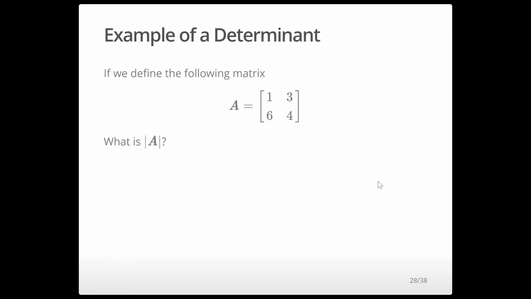So if we define the following matrix, what is the determinant here of A? Remember, it's A11 times A22 minus A12 times A21. So that's 1 times 4 minus 3 times 6, which is negative 14. So the determinant of this matrix is negative 14.